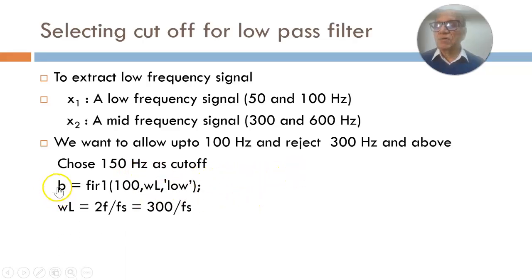So in that case, the coefficients B are found by the FIR1 filter which we discussed in the last section. 100, this is the order of the filter. WL, this is the normalized cutoff frequency, and low says that we want to generate coefficients for the low pass filter. So WL, recall that for FIR1 it is defined as 2F by Fs. So our F cutoff frequency is 150. So this is 2 into 150, 300 divided by Fs.